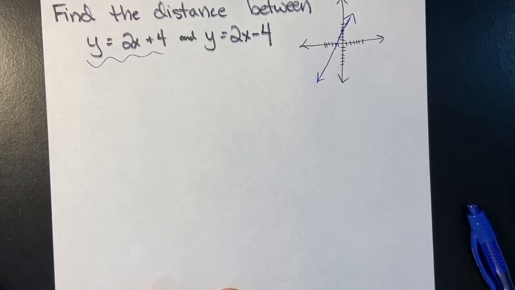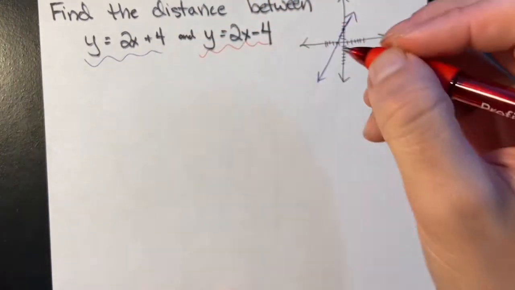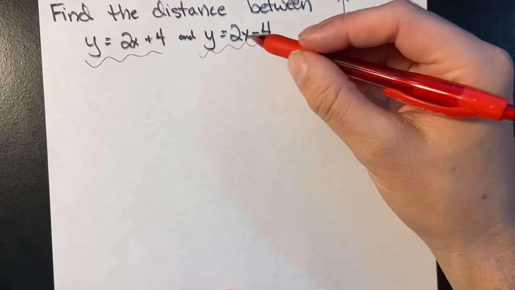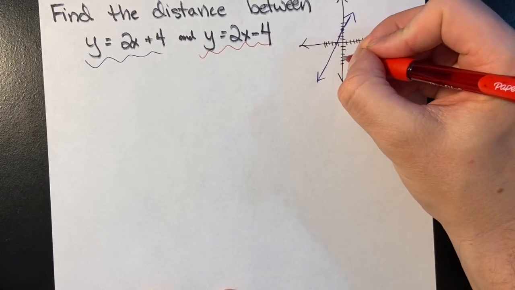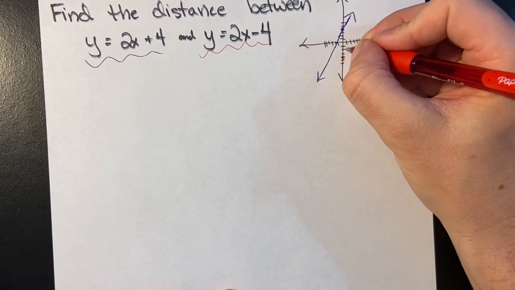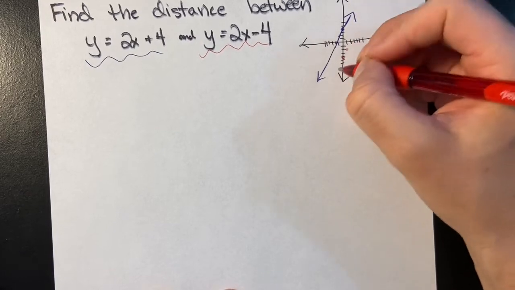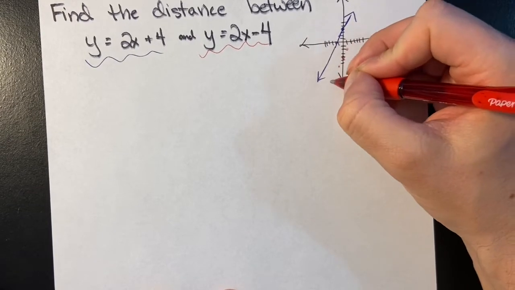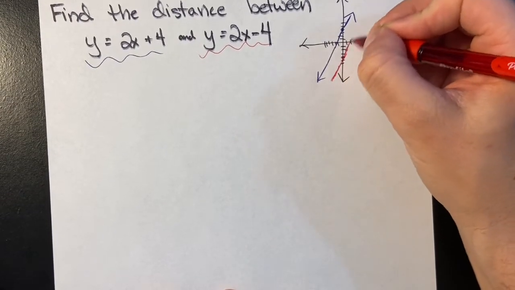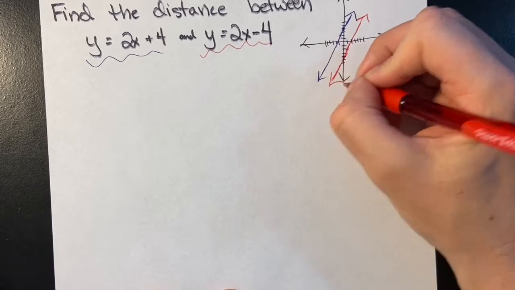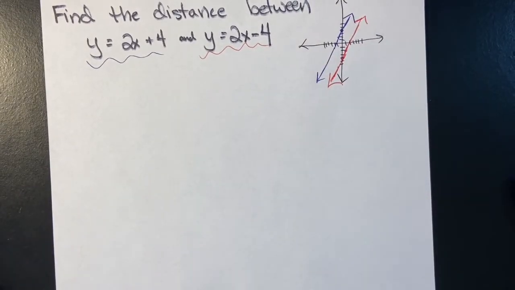I'm going to graph the other guy in red. I have -4, 1, 2, 3, 4 down there, up 1, 2, right 1, up 1, 2, right 1, or I can have gone down 2, left 1, and then that line is going to look like that. And as you can see, I drew two lines that are perfectly parallel, okay? So this is what I have to do.